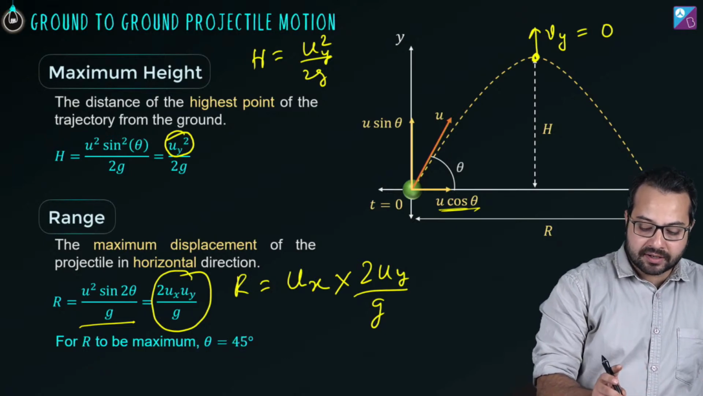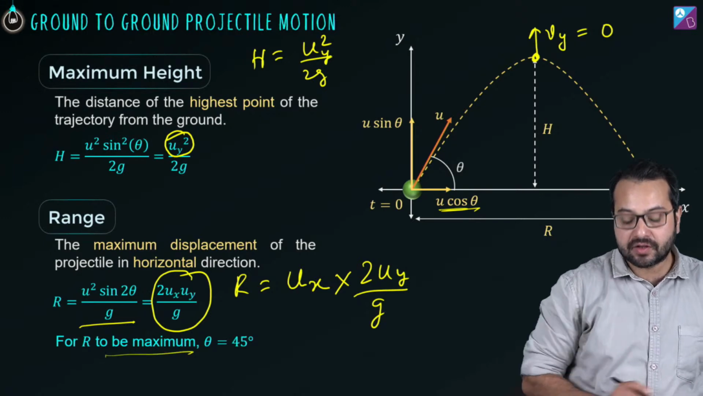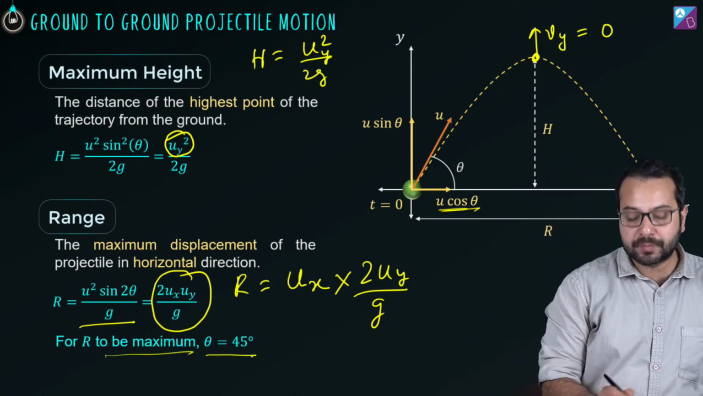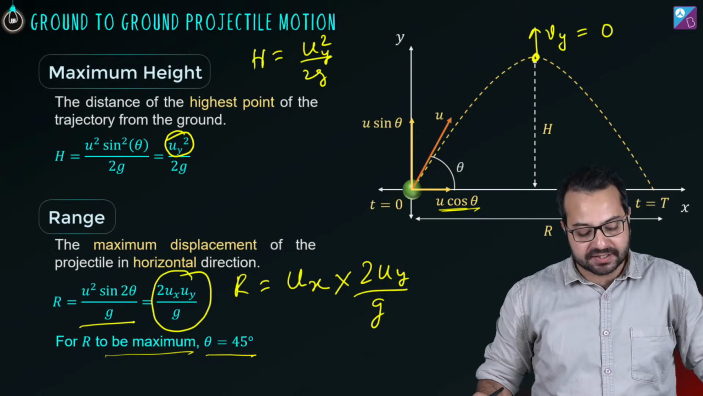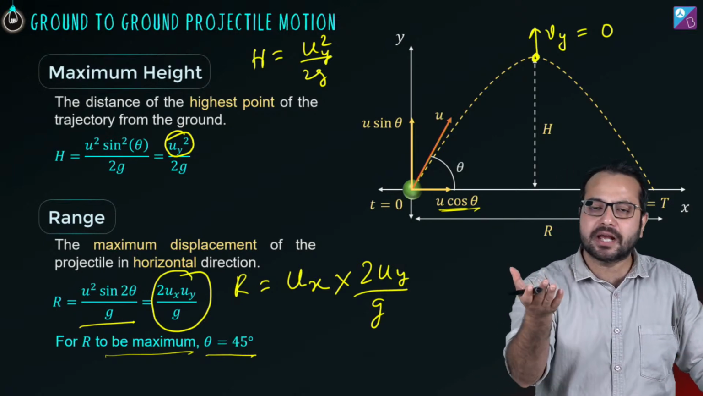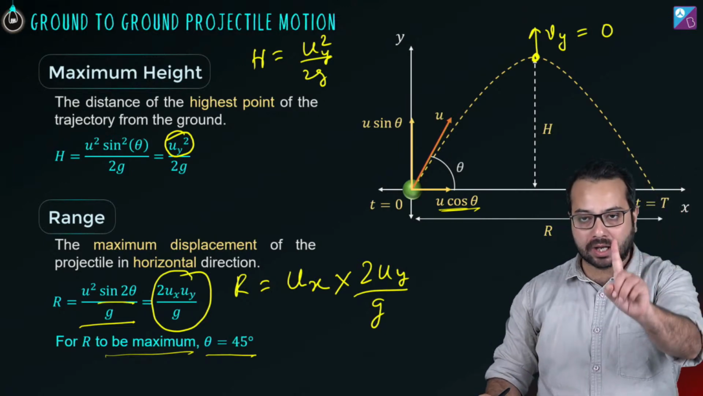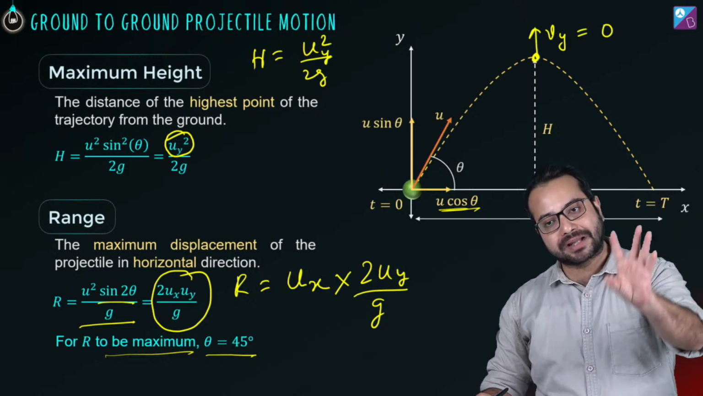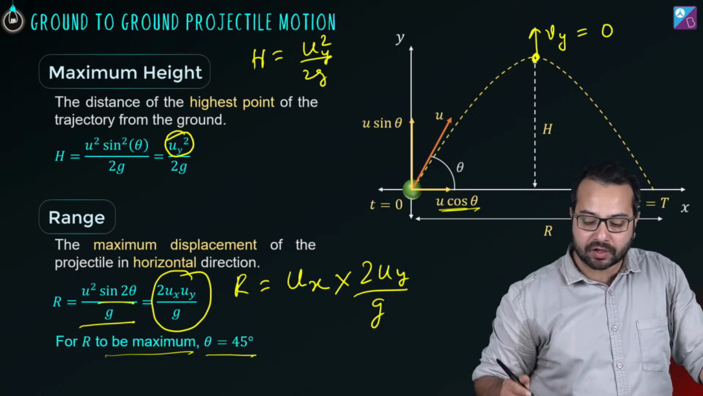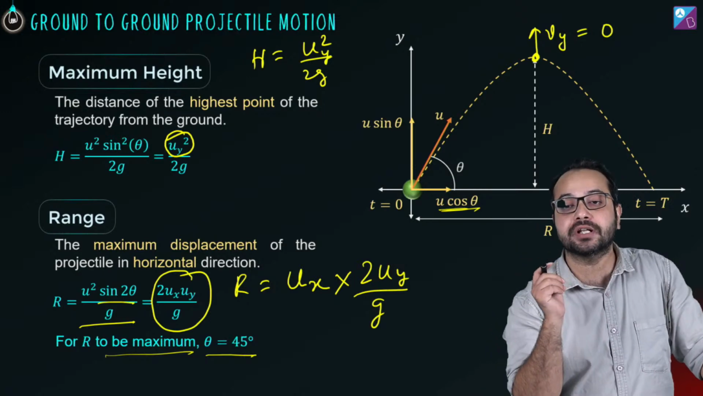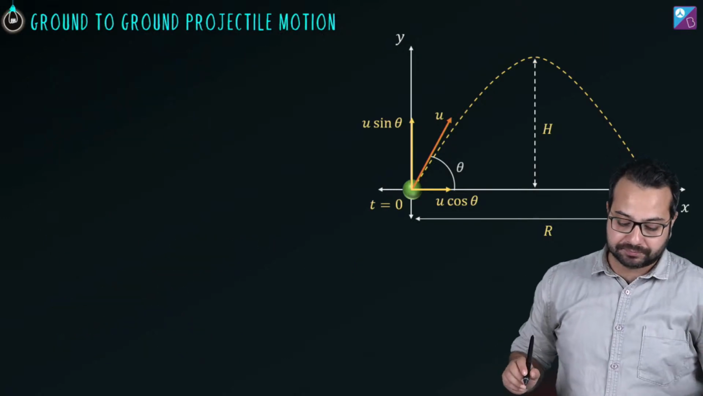So one more thing to remember. What is that? For the range to be maximum, theta should be equal to 45 degree. Correct? For range to be maximum, theta should be equal to what? 45 degree. You know this. Sin 2 theta, what will it become? Sin 2 theta will become 1, which means 2 theta is going to become 90 degree. Theta is going to be 45 degree. This you know very well. I'm sorry, the angle of projection has to be 45 degree for maximum range. Okay. Done.